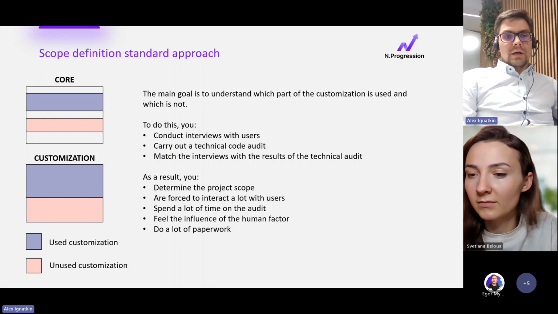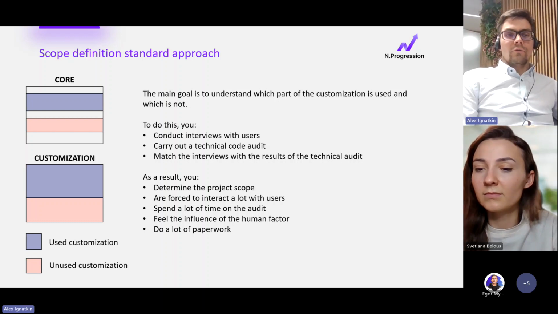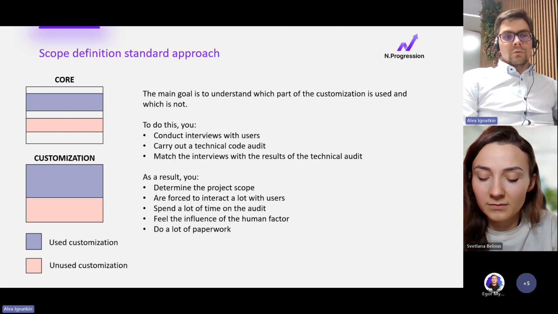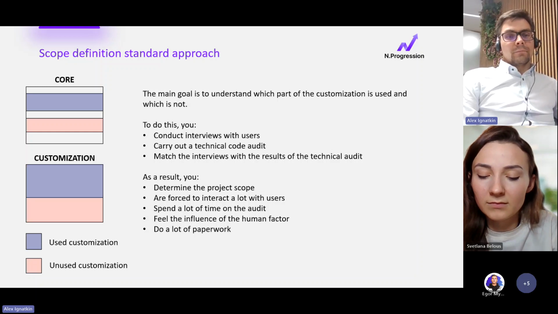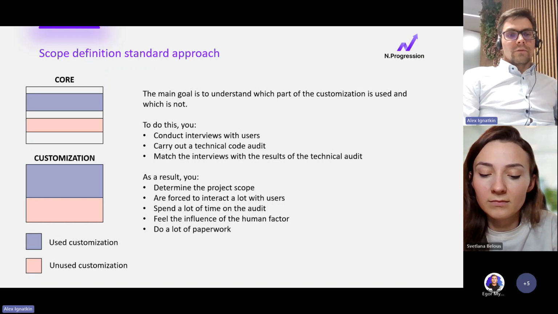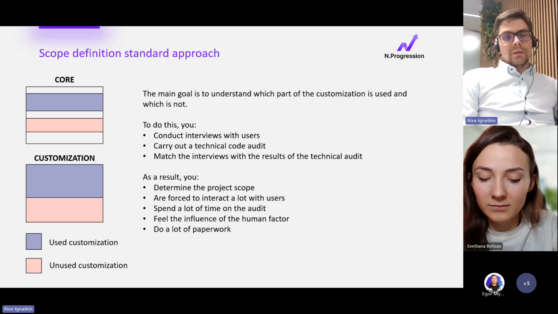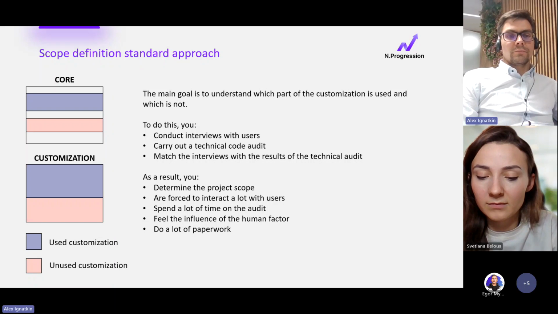So what is the result of this process? You need to spend lots of time communicating with key users. You need to have lots of paperwork. No one likes paperwork, actually. And during this process, you can face the influence of the human factor. And you, of course, want to reduce these risks.